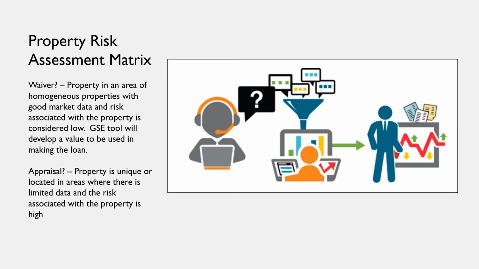Once that information has been received by Fannie Mae, they do their analytics and determine how best to proceed, starting with a waiver where no appraisal is required, or where the information is then conveyed to an appraiser for an appraisal based on the perceived risk of the property.